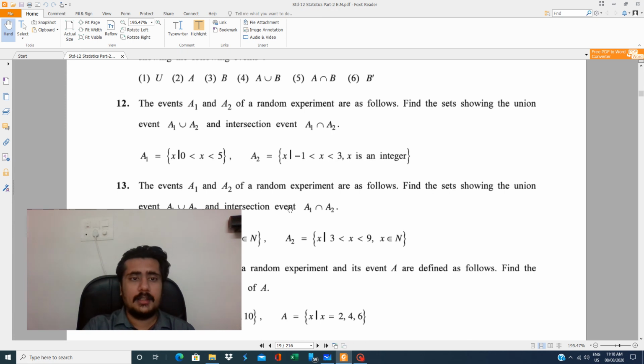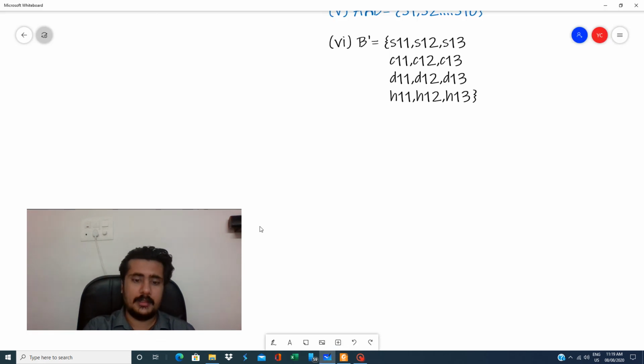Events A1 and A2 of the random experiment are as follows. Find the set showing union, A1 union A2, and intersection, A1 intersection A2. So two things are given, A1 and A2, and you are requested to find both union and intersection. Let us write one by one what is given in the question.